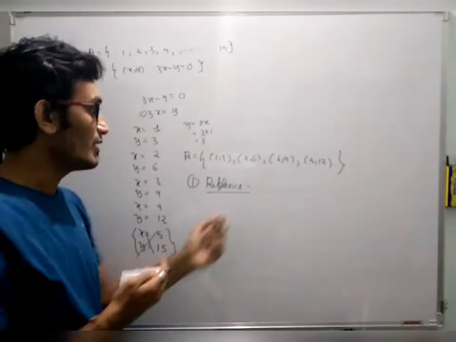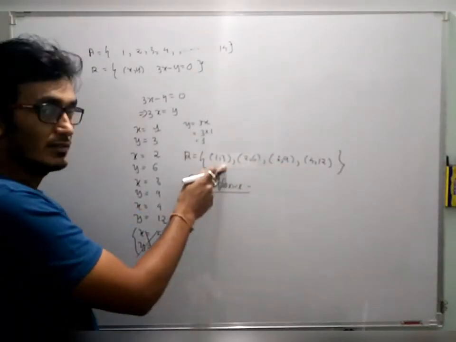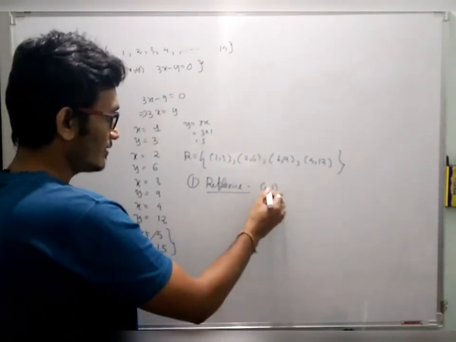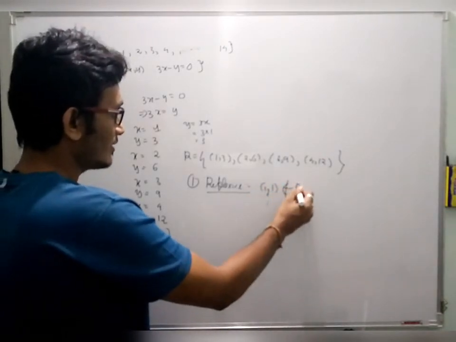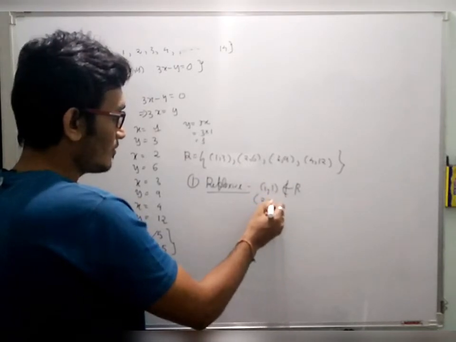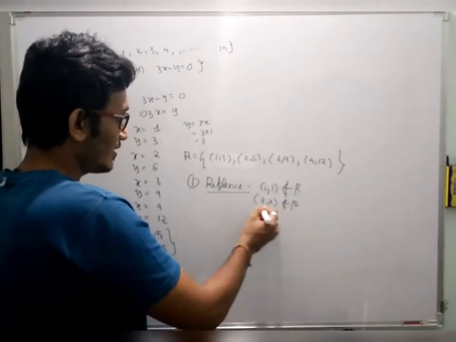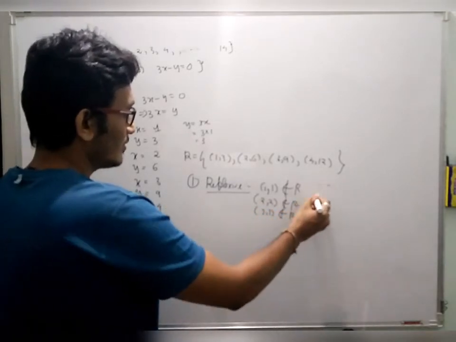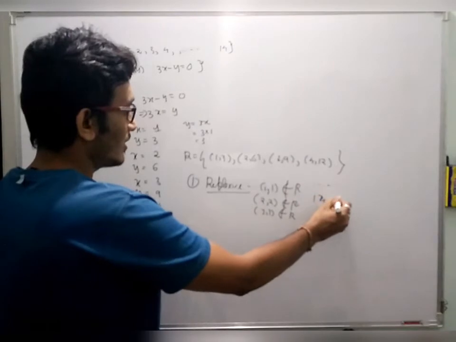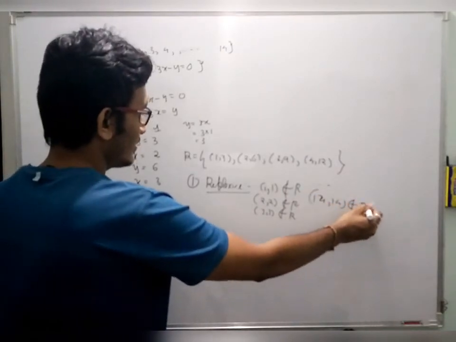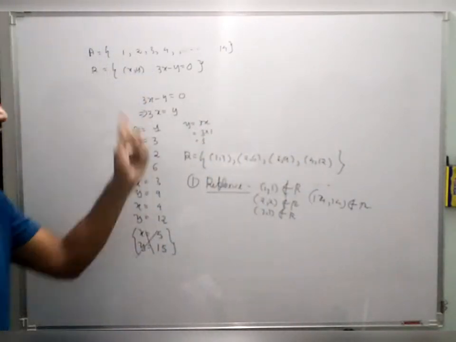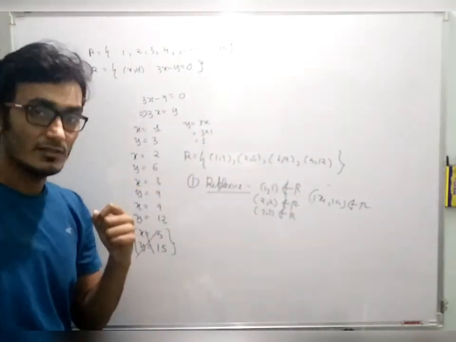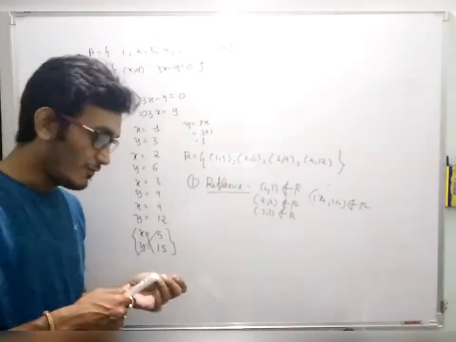But here we have seen that these are the only ordered pairs. That means (1, 1), the first doublet, is not present in R. Similarly (2, 2) is also not present in R, (3, 3) is also not present in R, and (14, 14) is not present in R. For every element of the main set A, its doublets are not present. So we cannot consider it a reflexive relation.